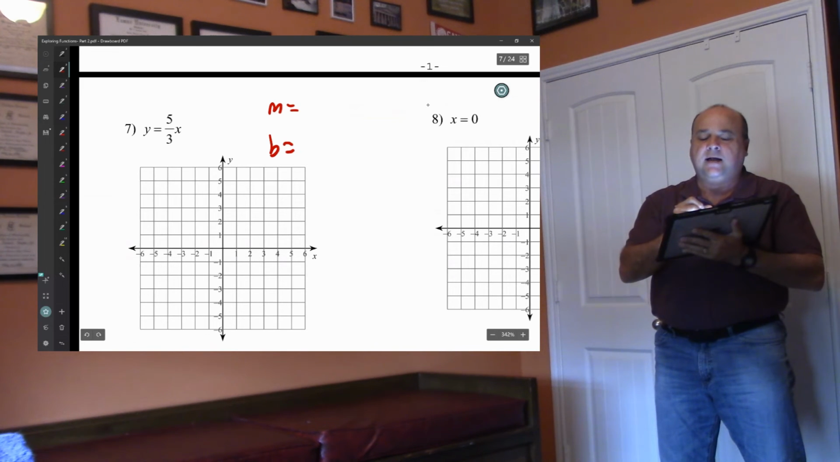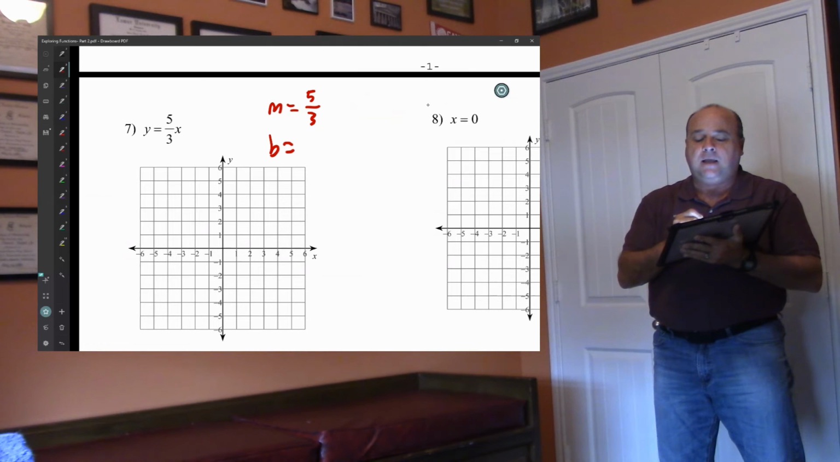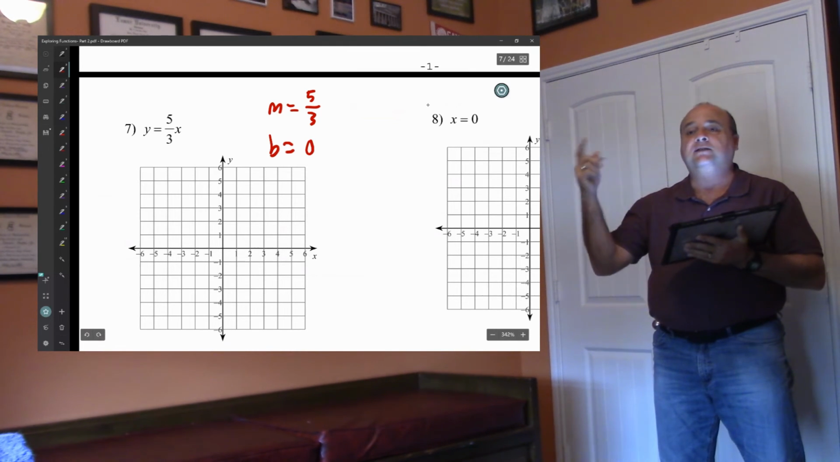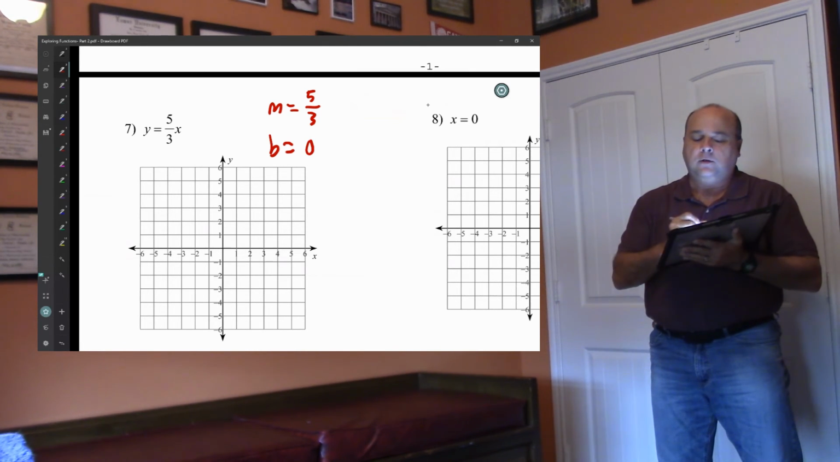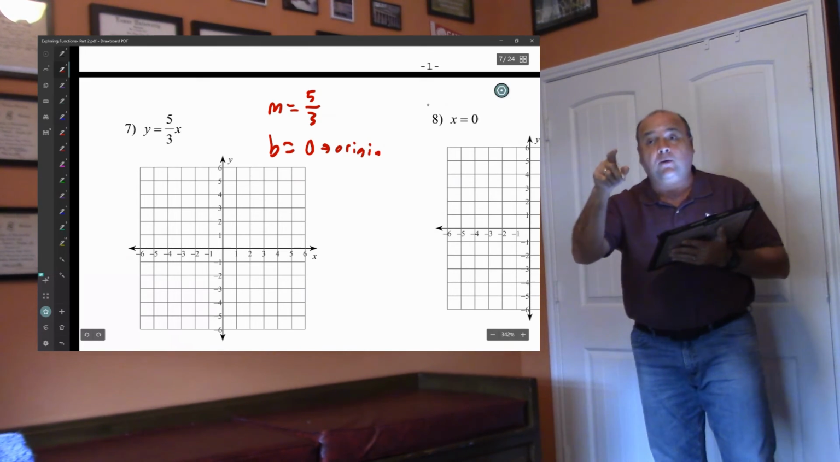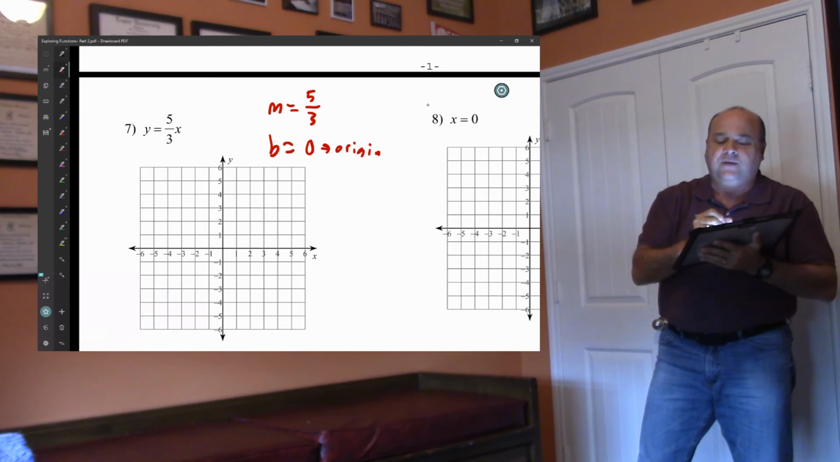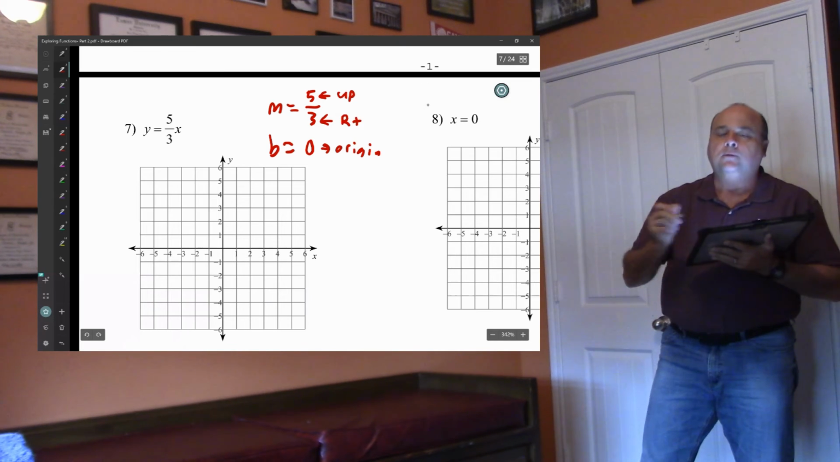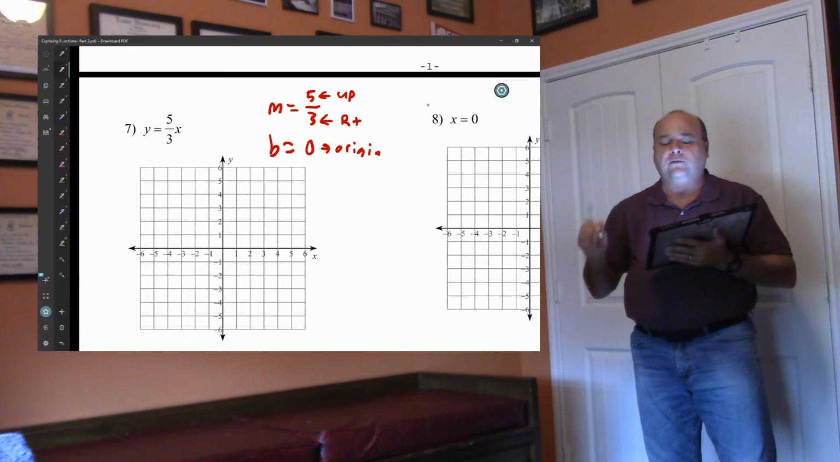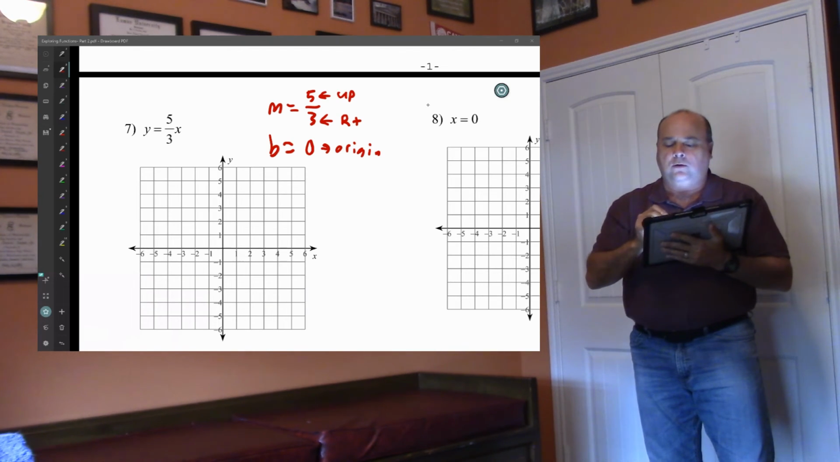The slope of this line is 5 over 3. There's no b, is there? So the b is 0, which means it goes through the origin, right? So the 0 means our line will go through the origin. Y'all should remember from last year, a line that goes through the origin is proportional. And this line will go up 5 and right 3. Okay, you will do the rest of these on your own.